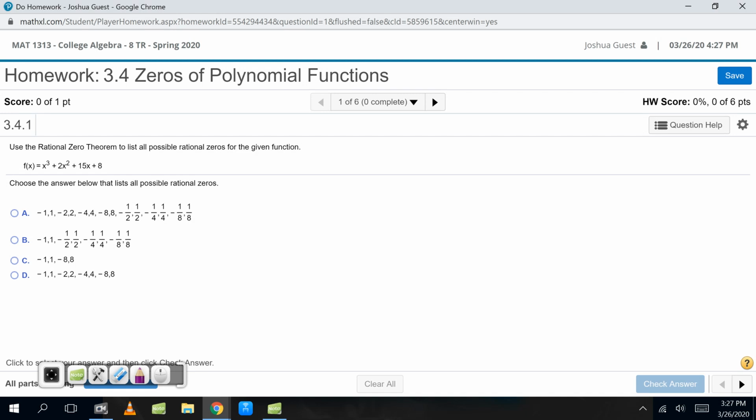All right, college algebra, here is 3.4 zeros of polynomial functions. I'm going to work some of these homework problems for you to try to help you out as you go through these.